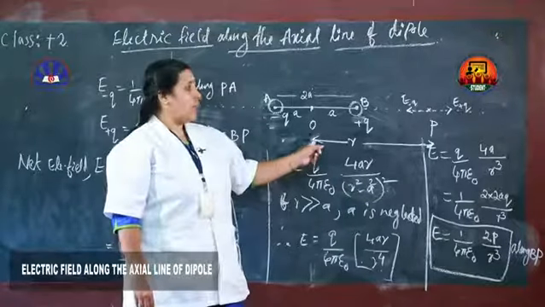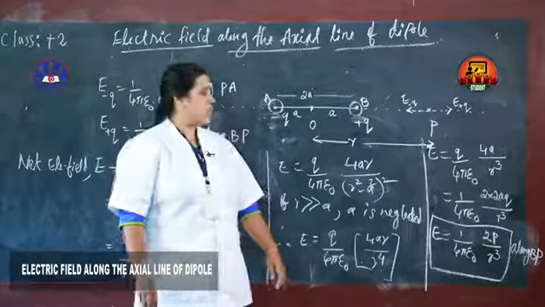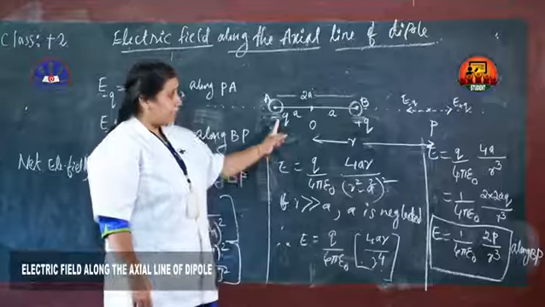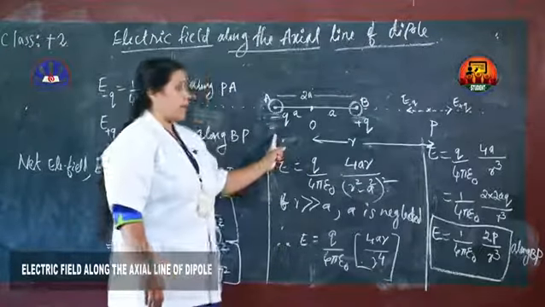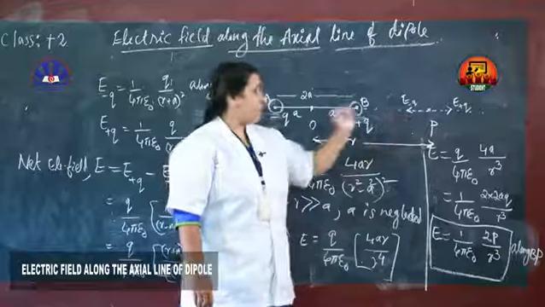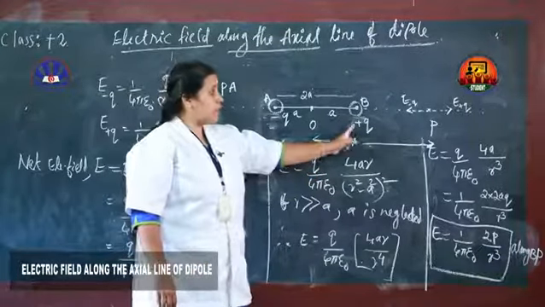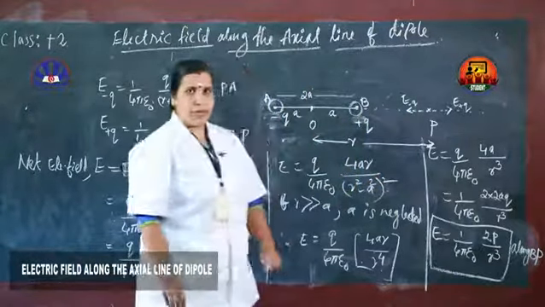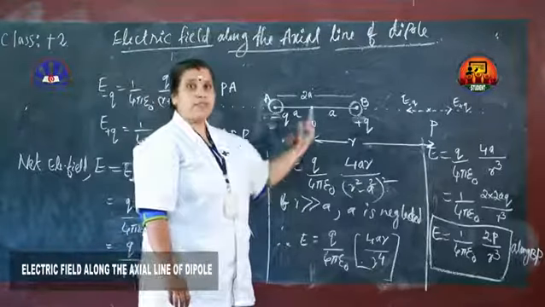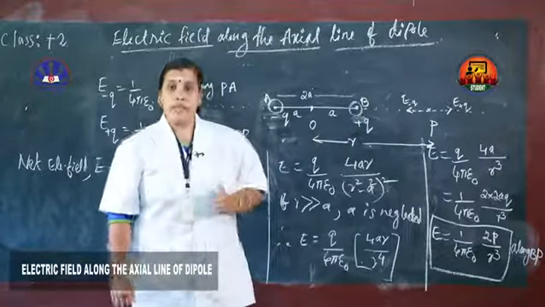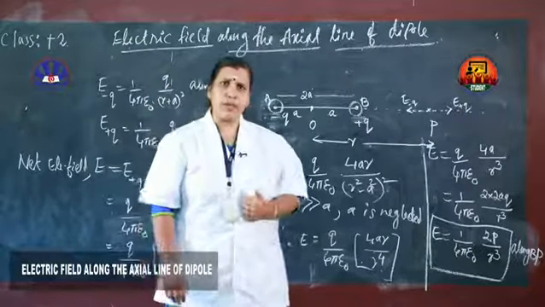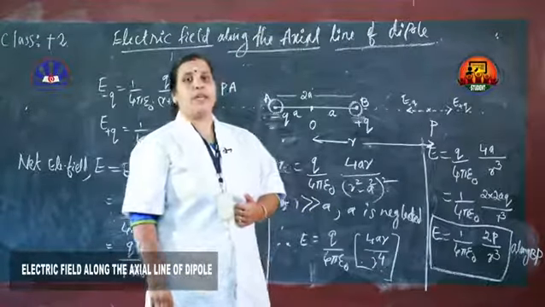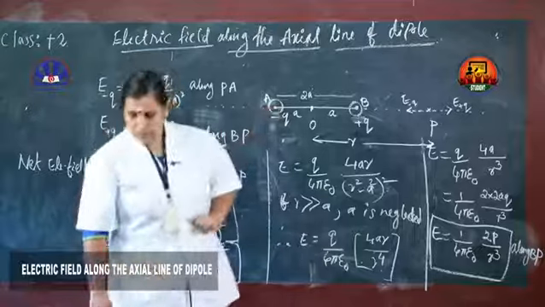Now let us see how we can calculate the net electric field at P. From the figure we can see the negative charge minus Q is at a distance r plus a from the point P, and the distance between the positive charge and the point P is r minus a. So you got the distance of separation between the charges from the point P. Now we already have the formula for calculating electric field. It is electric field E equals 1 by 4 pi epsilon 0 Q by r square. By using that formula, we are going to calculate the electric field.